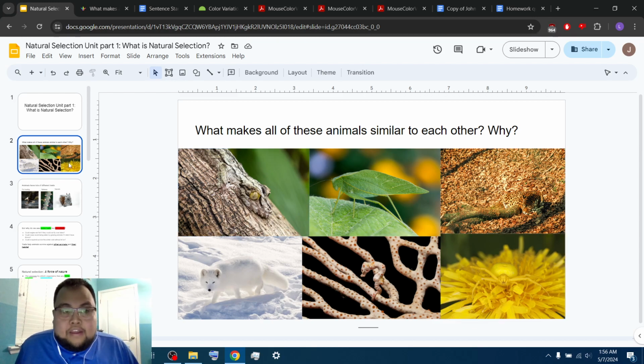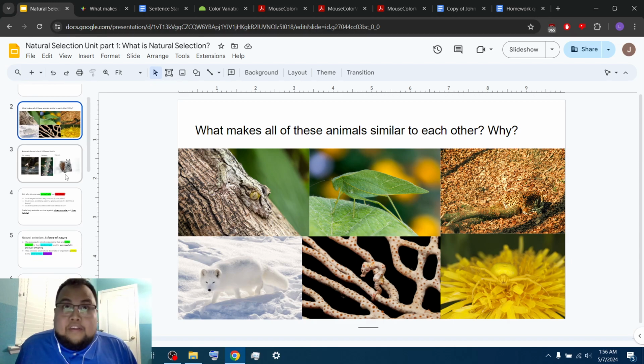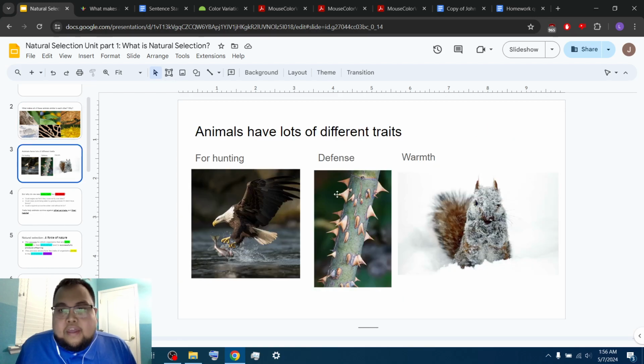So throughout history, to segue into our next slide, humans have observed that animals come in all different shapes and sizes, all have different traits, and all these different traits are used for different things. At least scientists hypothesize that eagles fly and they use this flight for catching fish. You could talk about how roses have thorns, and that helps them fight against predators that will eat them. And some animals have traits that let them survive the environment that they live in, for example, the squirrel surviving in the cold.